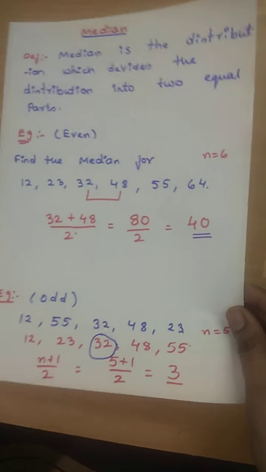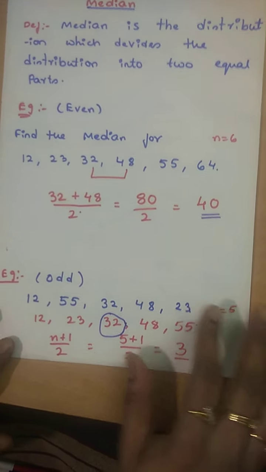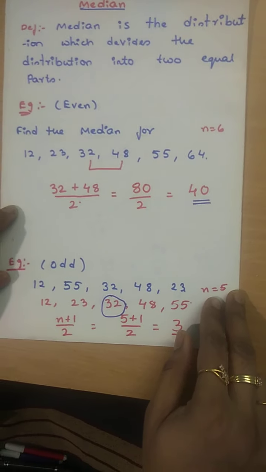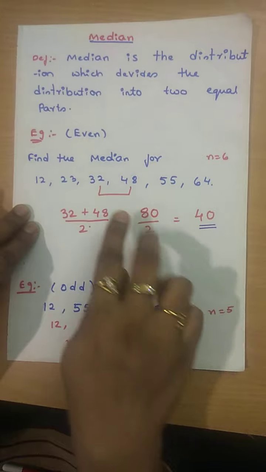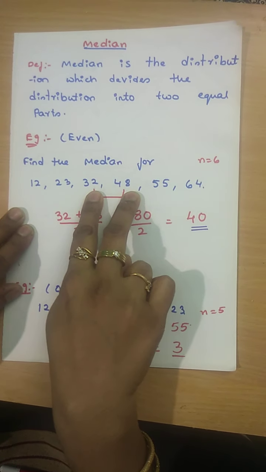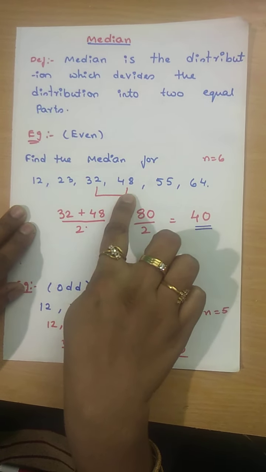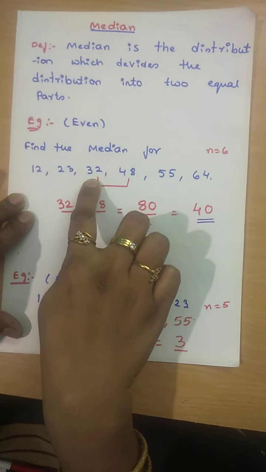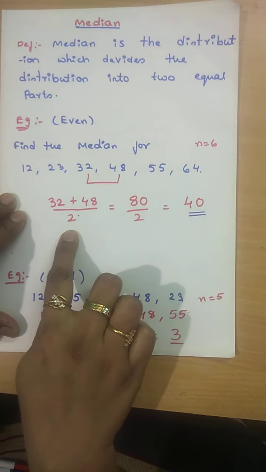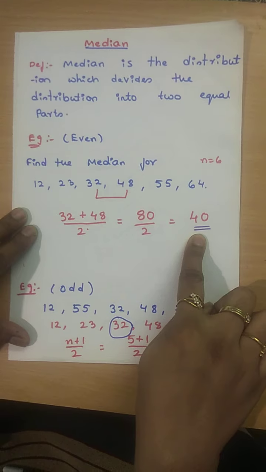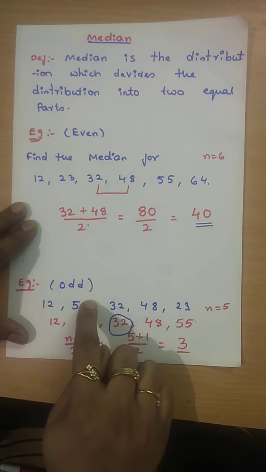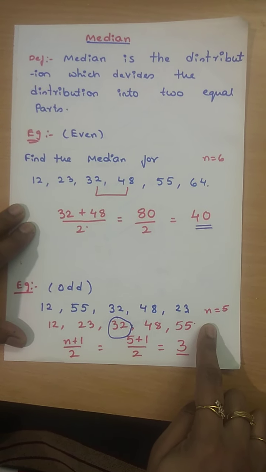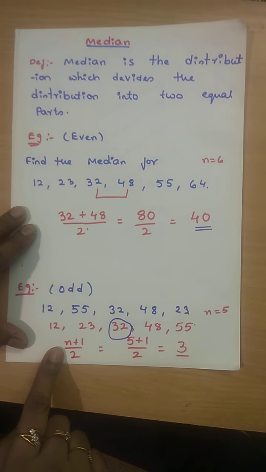In the case of even and in the case of odd. In the case of even, we will write the observations in ascending order and then take the middle values and find the arithmetic mean of the middle values. We need to add both values and divide by 2, which is equal to 40. So the median of this data is 40. And here I have taken odd observations. For odd observations, the formula will be n plus 1 by 2.